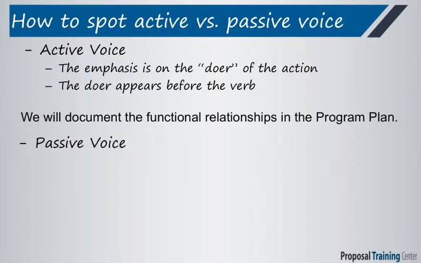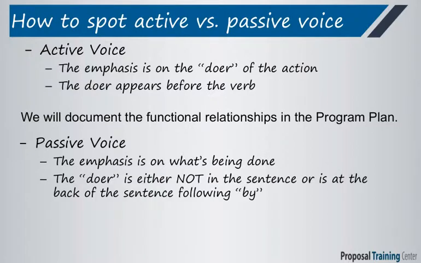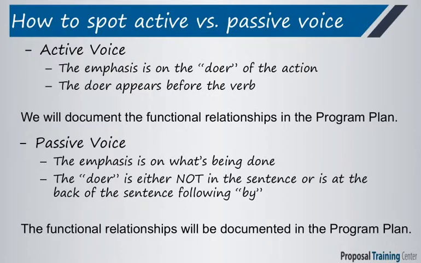Now, with the passive voice, the emphasis is on what's being done, and the doer is either not in the sentence or is at the back of the sentence following the word by. As in this sentence, the functional relationships will be documented in the program plan. In this example, the emphasis of the sentence is on the functional relationships. There is no emphasis on the person or persons who will actually be documenting these relationships. Now you see the differences in these examples once I've explained it. But for the writer, both sentences probably mean the same thing.